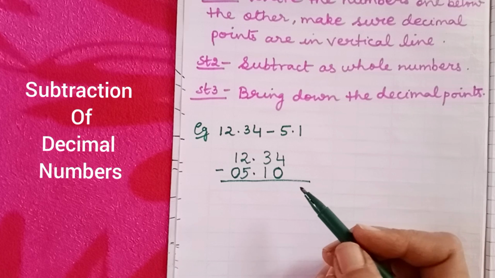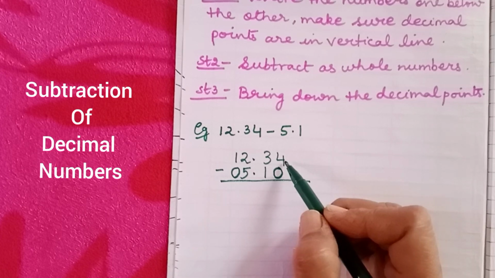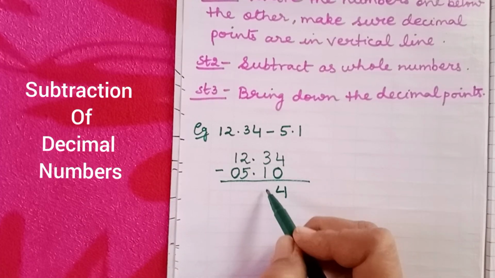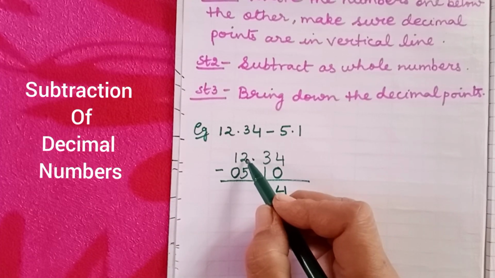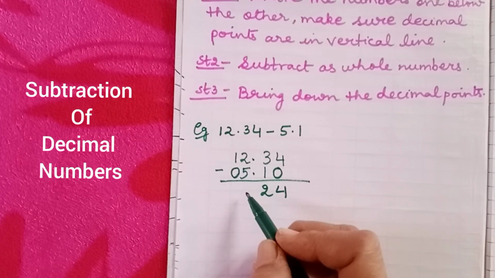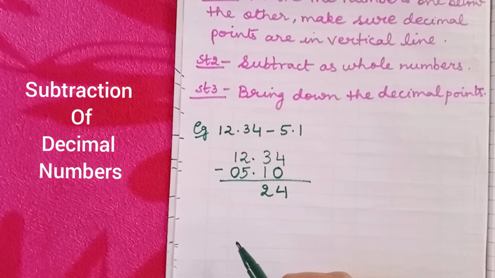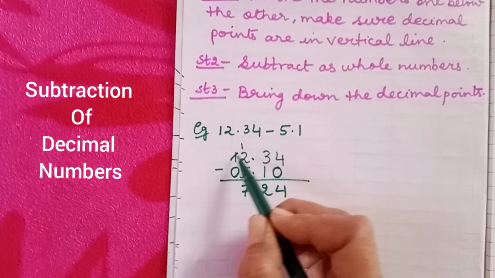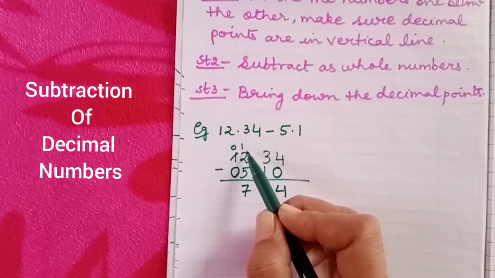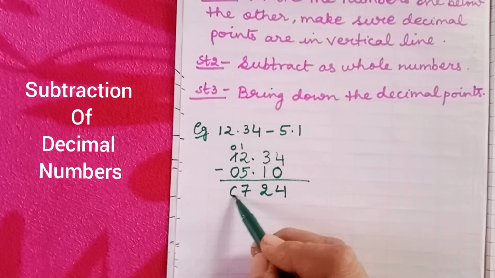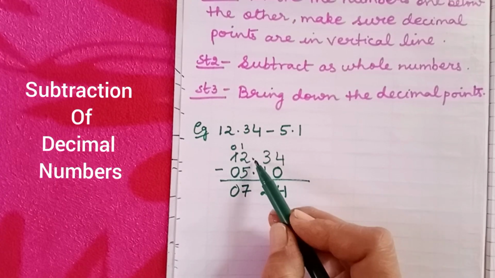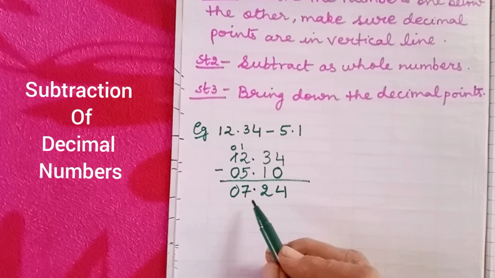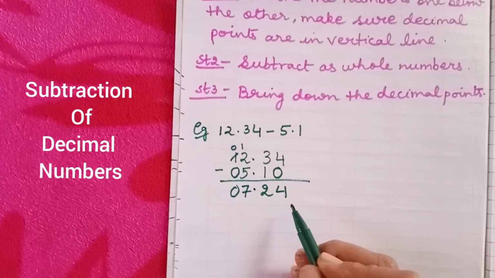Now we will do normal subtraction. So 4 minus 0 is 4. 3 minus 1 is 2. 2 minus 5 is 7, and here we have 0 because we have done one carry here. So 0 minus 0 is 0. So now we got the answer. Now below the decimal point we will put the decimal point. So this is the answer. 07.24 is the answer.